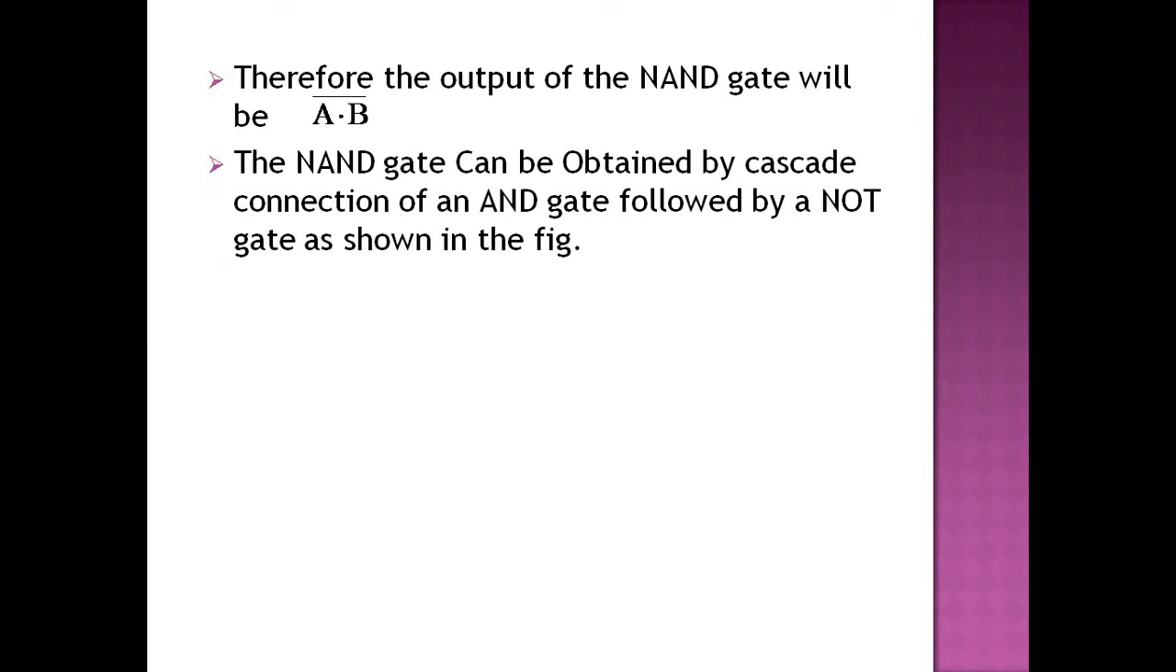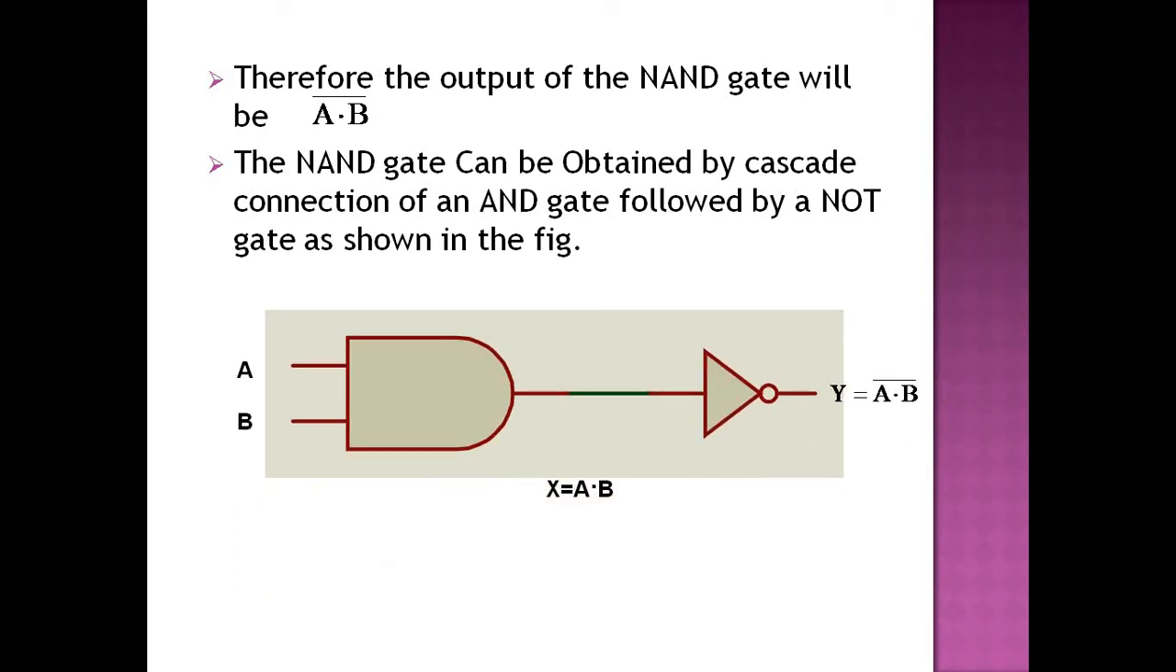NAND gate can be obtained by cascade connection of an AND gate followed by a NOT gate, as shown in the following figure. Here, if you observe the figure, the output of AND gate is applied as an input to the inverter, and due to this we get the output Y is equal to (A dot B) complement. We have the two inputs A and B. For the AND gate we get the equation X is equal to A dot B, and this output is applied to the NOT gate. So the output becomes Y is equal to (A dot B) complement.